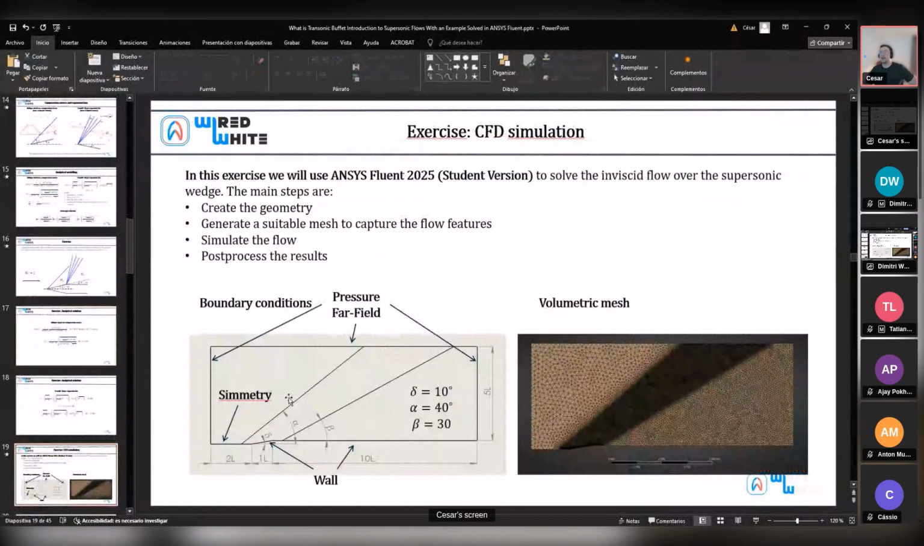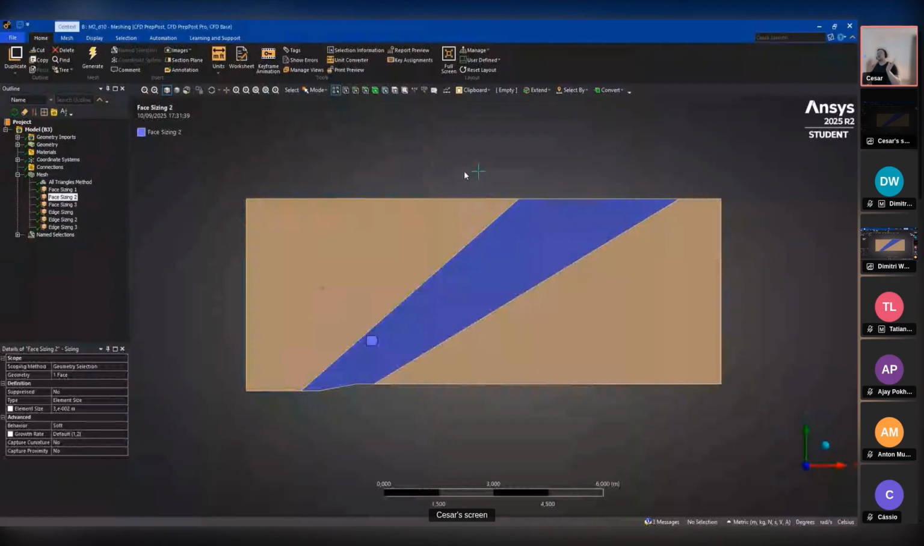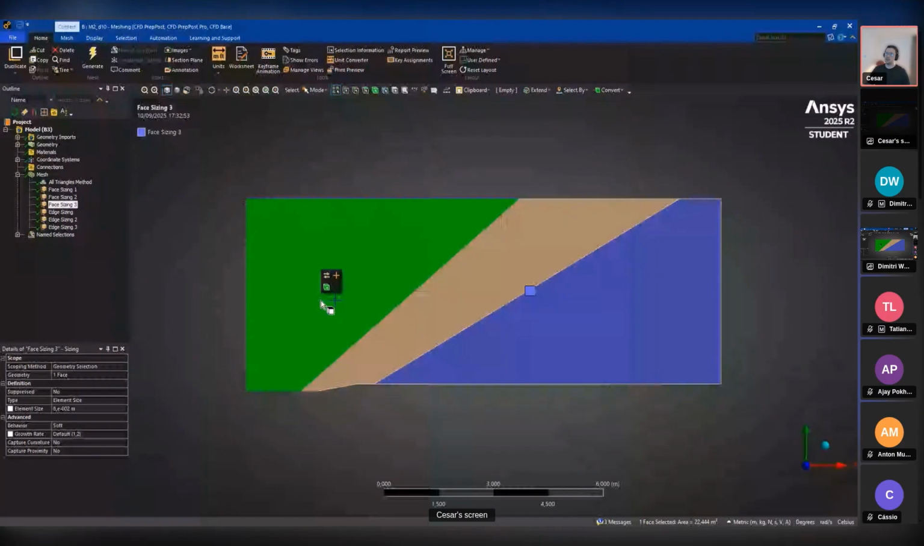So I created this line, and then after the shock, I created another line with an angle which is 10 degrees less, for instance, right? So like this, I could orient in a realistic manner the region where the shock is going to be captured. Then we also have the third sizing, whose mesh resolution is lower than this one, but larger than the first one.